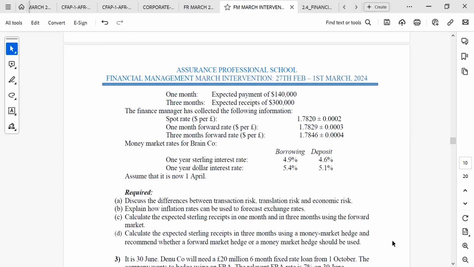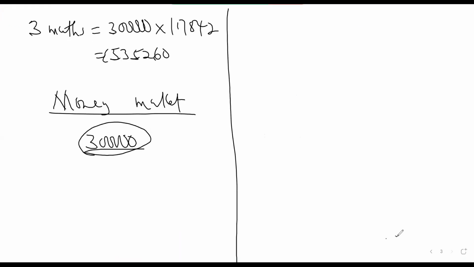What's the borrowing rate in the USD? 5.4%. Okay, that will be 5.4 what percent? So what we'll do is that we are going to be giving you the amount. You say you have 300,000. So we give you the equivalent of this amount at the interest of 5.4.